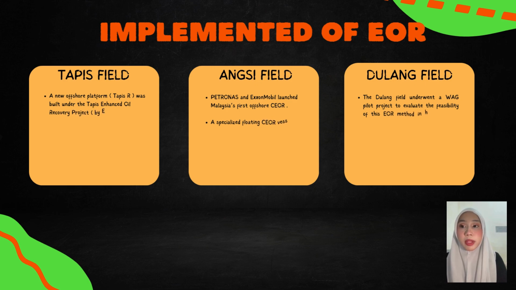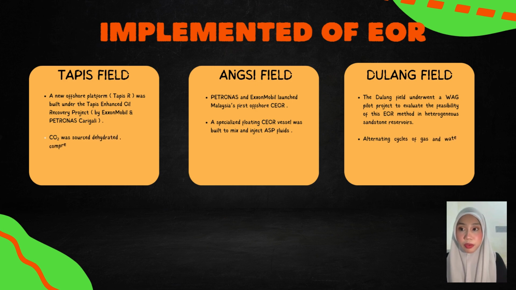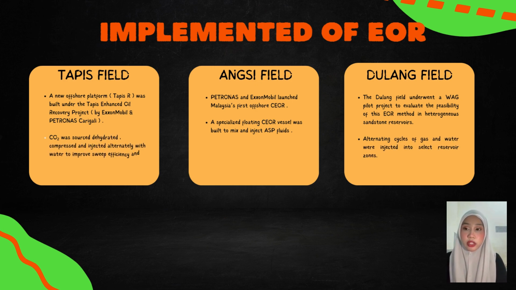I want to talk about implementation of enhanced oil recovery, which is the first one at Tapis Field. Tapis Field is located offshore Terengganu. It produced water alternating gas, WAG, injections.